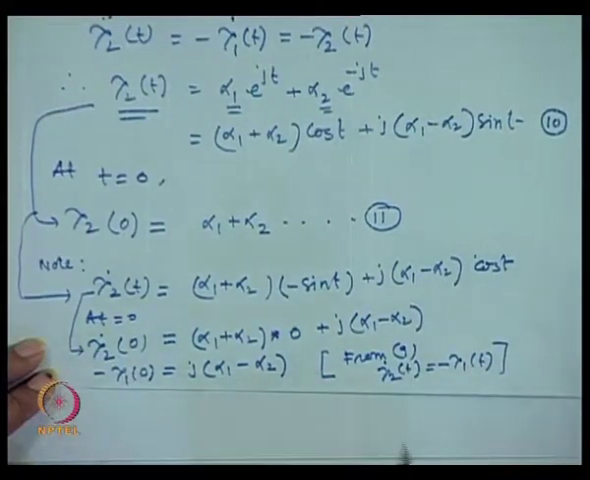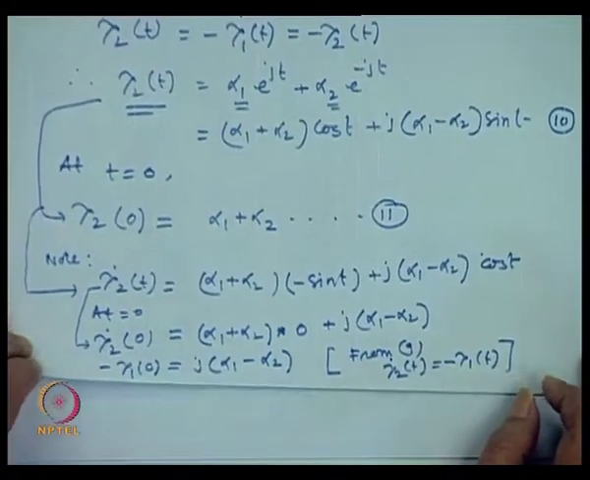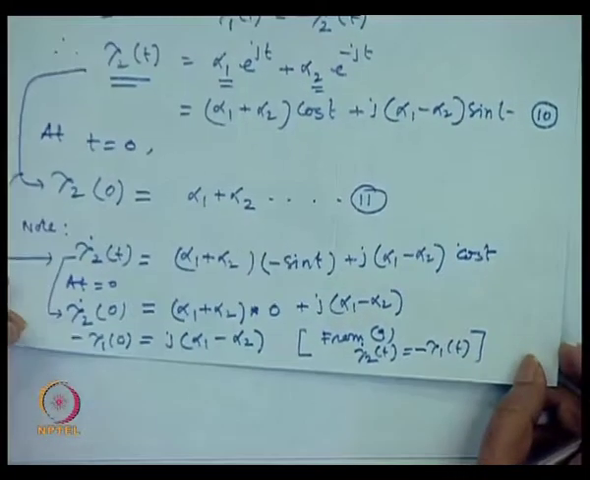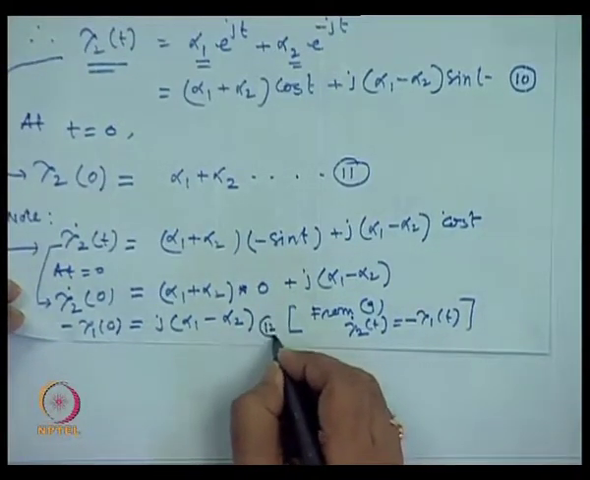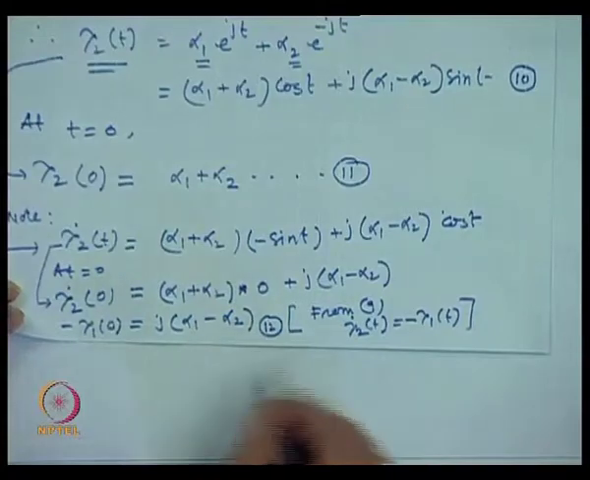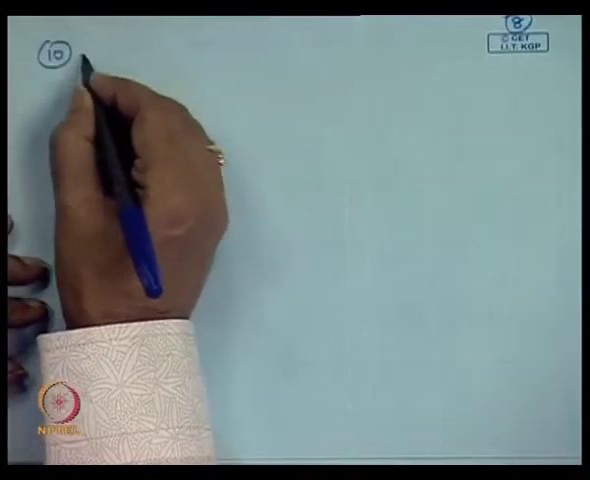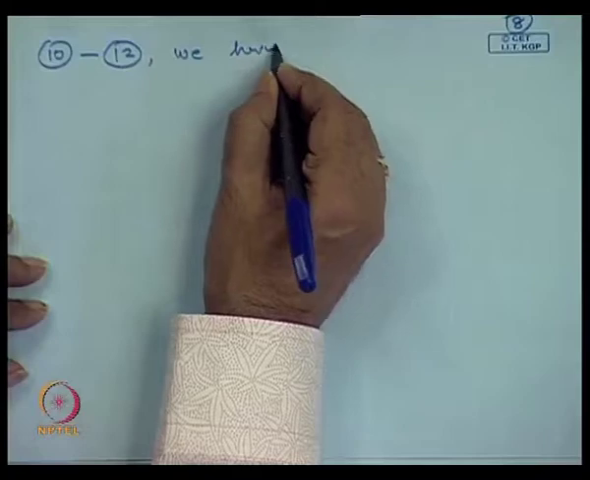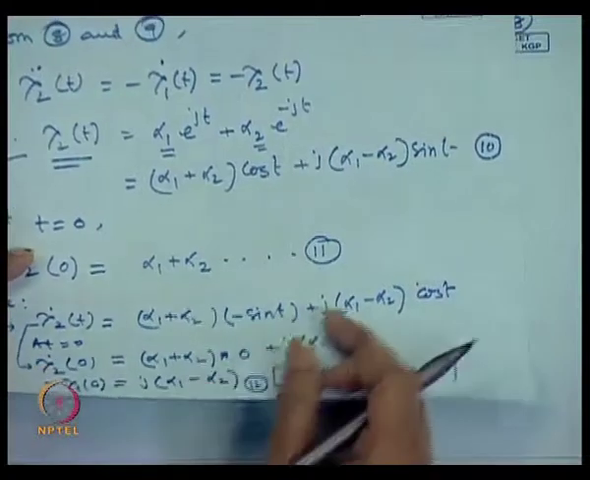From that you got lambda 1 of 0. So, this expression we got. Now, let us call this equation number 12. From 10 to 12, that is 10, 11 and 12, what can we get?